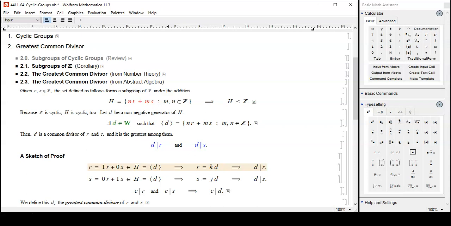You can do the same thing to S. 0R plus 1s, so that belongs to this set H, the subgroup H. Now that we know it's a subgroup, so let me call it a subgroup. So this S is something times D, so D divides S.